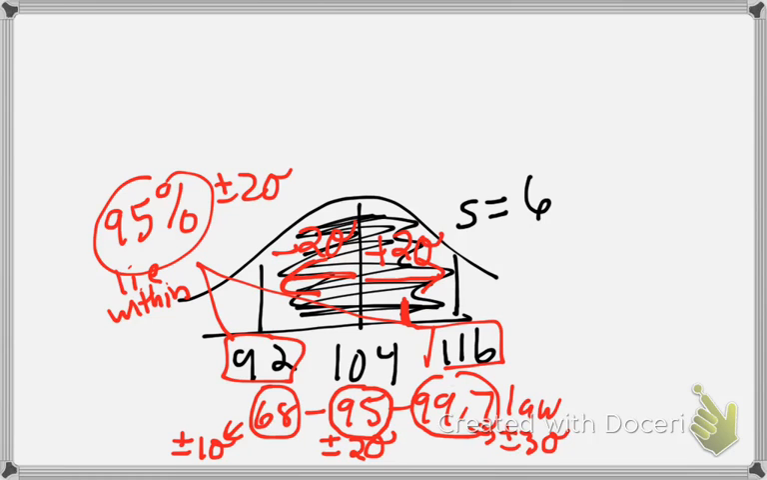Okay? So again, always sketch it out and think to yourself, okay, plus or minus 2 sigma, okay, that's 95% of the observations, according to the empirical rule. Okay, hope that helps.